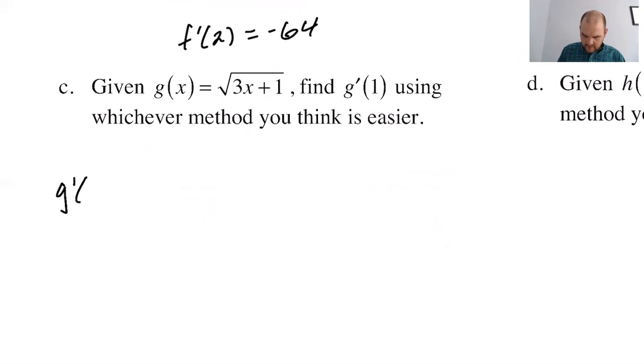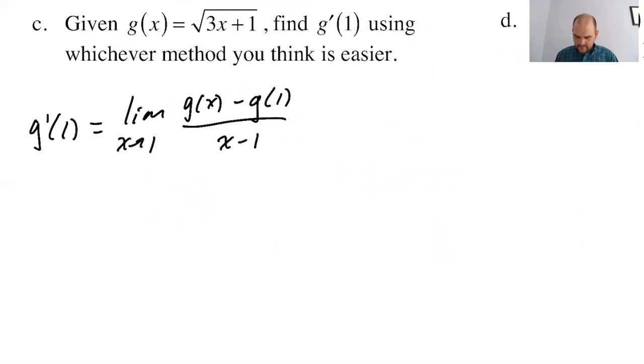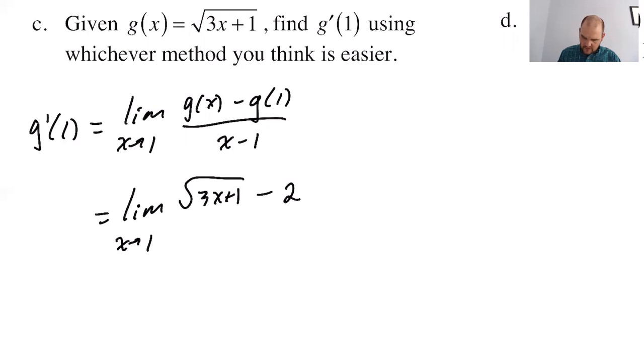So g prime of 1 can be the limit as x approaches 1 of g of x minus g of 1 over x minus 1. I always like to start out writing the notation. So this is the limit as x approaches 1 of g of x, which is radical 3x plus 1, minus g of 1, which is the square root of 4, which is 2, over x minus 1.